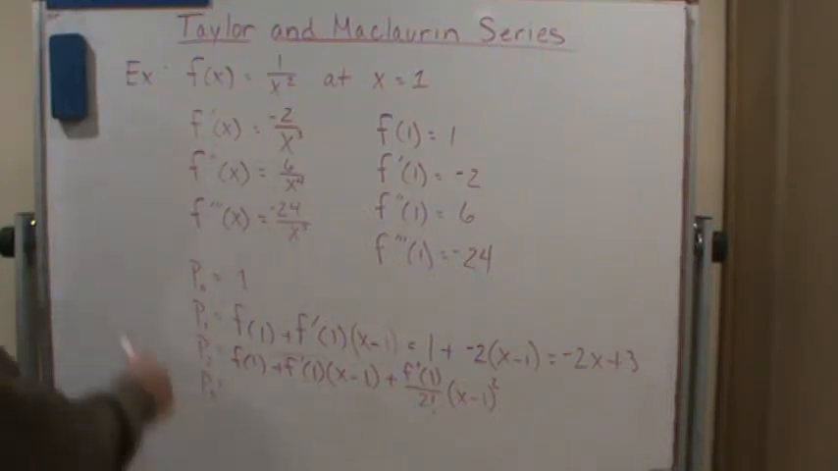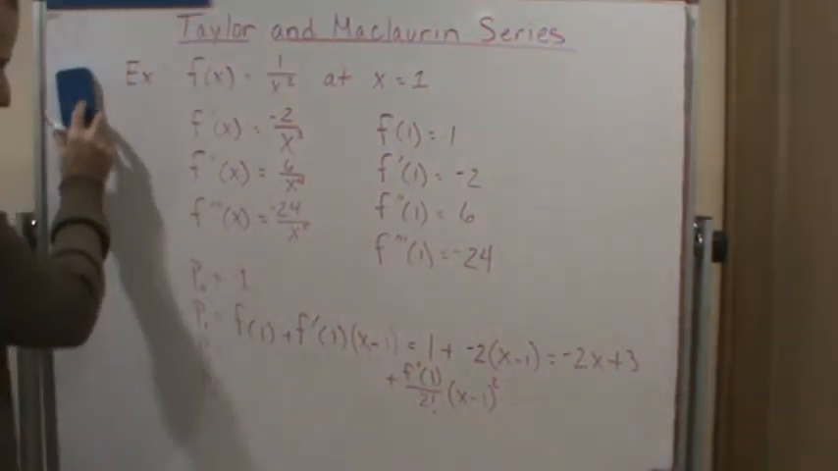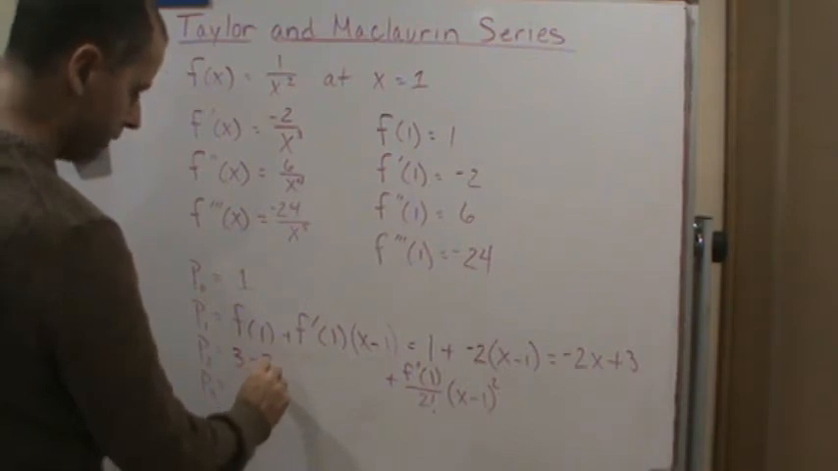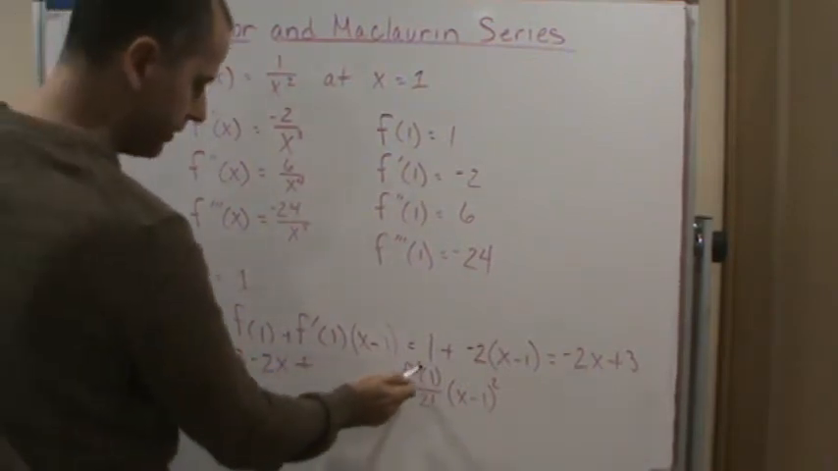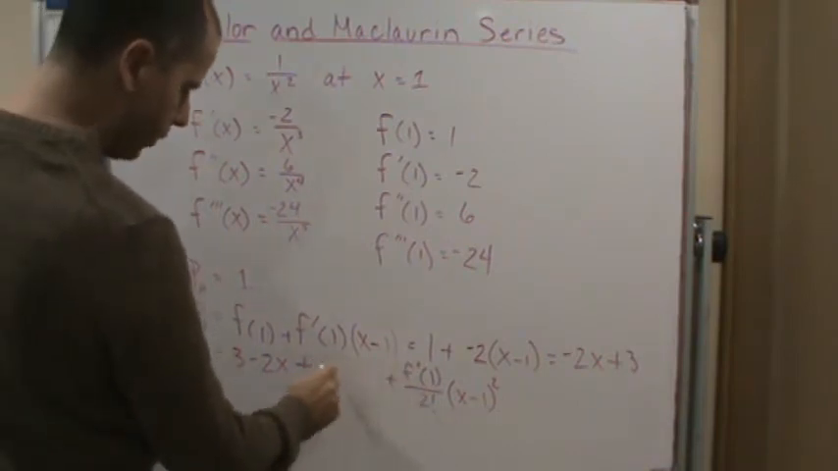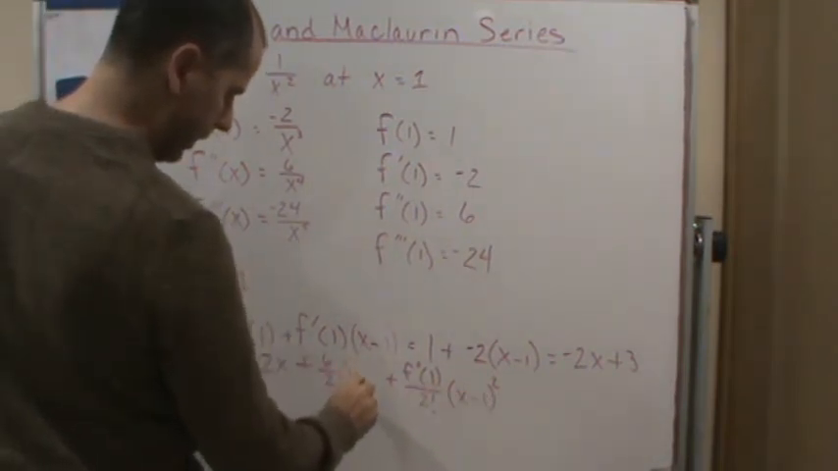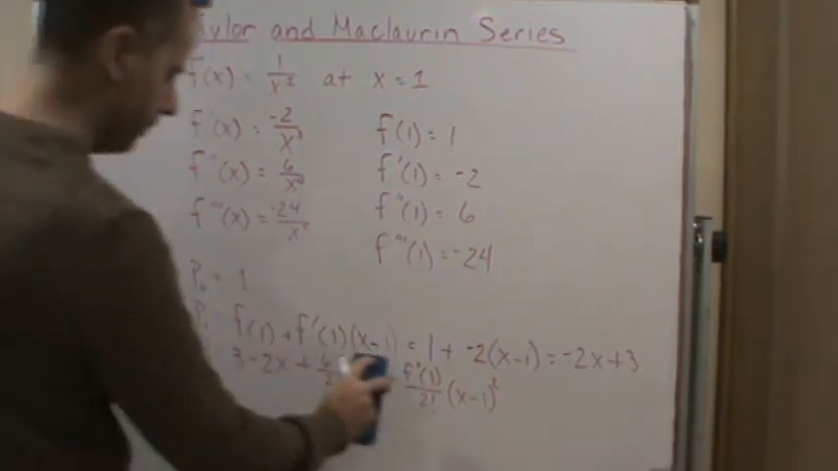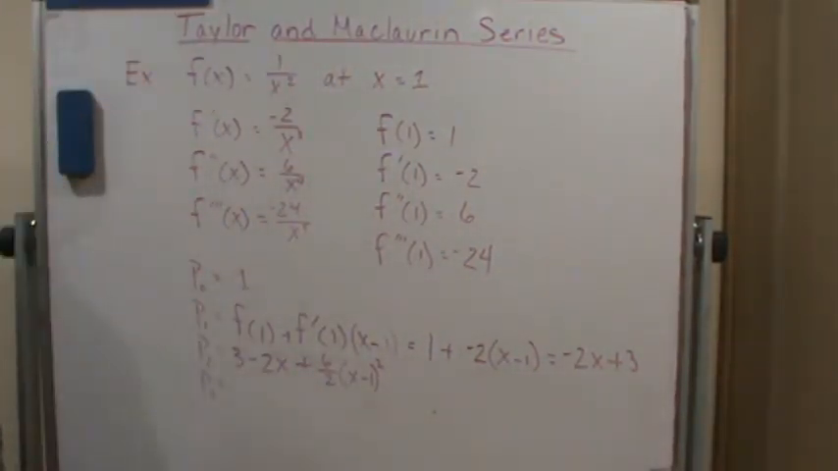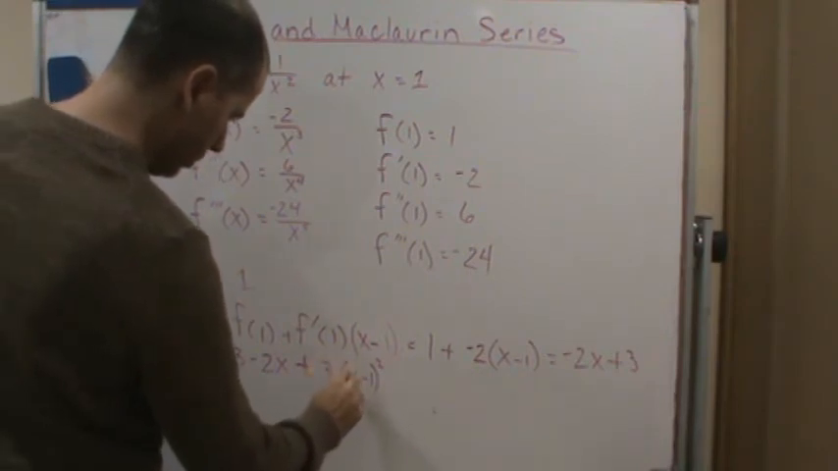Okay, so what happens to this? Well, f of 1 plus this, that doesn't change. So that's just going to be this, 3 minus 2x, plus, now this is going to be 6, so it's going to be 6 over 2 times x minus 1 squared. Okay, so now this is what I get. And of course, 6 divided by 2 is 3. So I get 3 times that.